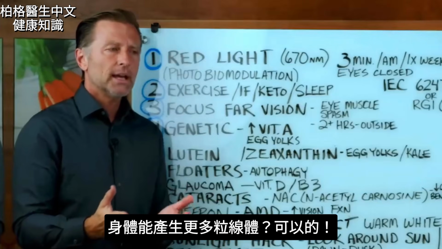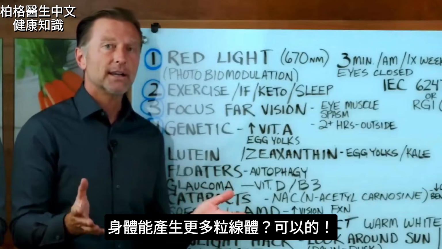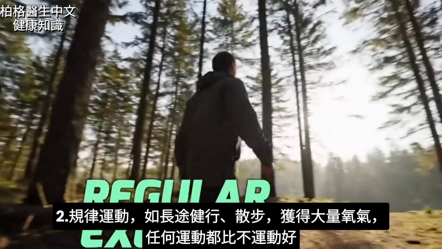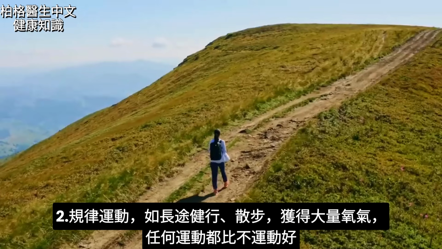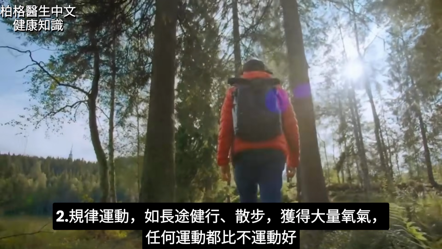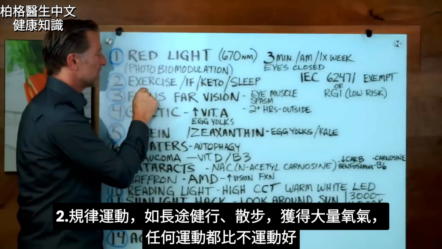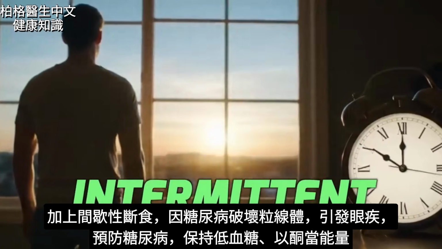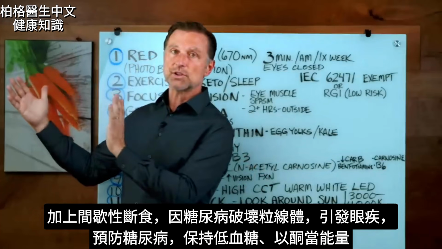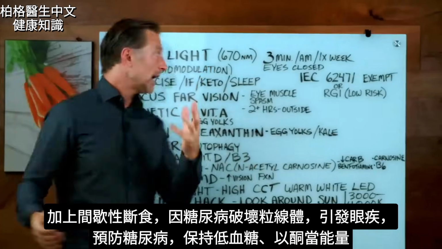Is there a way to make more mitochondria in the body? And yes, there is. Regular exercise, okay? Long hikes, walks, things like that, where you're getting a lot of oxygen. But I would venture to say that any exercise would be better than no exercise. Also, intermittent fasting. Because we know when you have diabetes, you destroy the mitochondria and we create eye problems.